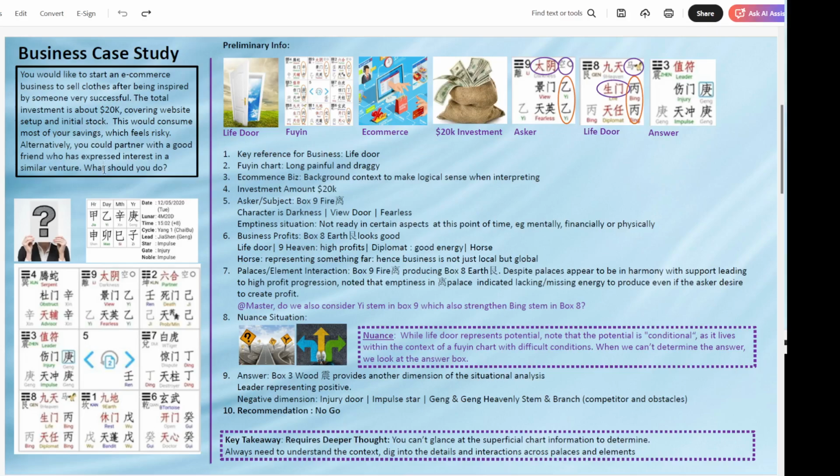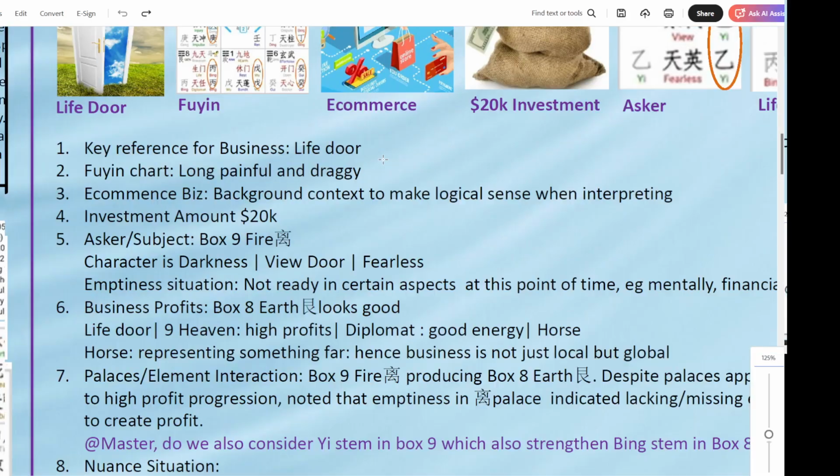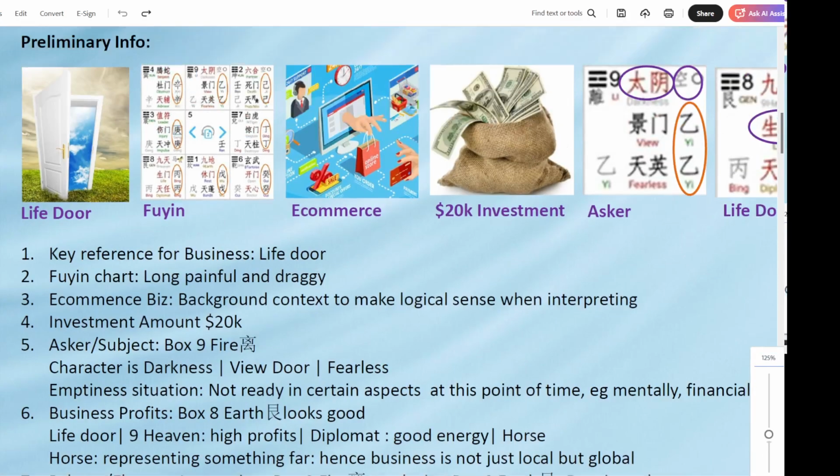When we talk about business profitability, the number one thing we look at is Live Door. Next, we take a look at the overall chart, and I've highlighted here, not sure if you can see, this is the Fuing chart. We understand that this is an e-commerce business, which means it's not limited to just Singapore only. It's going to be like a global thing. Income, the money, can come from profits and revenue, and all this can come from global.